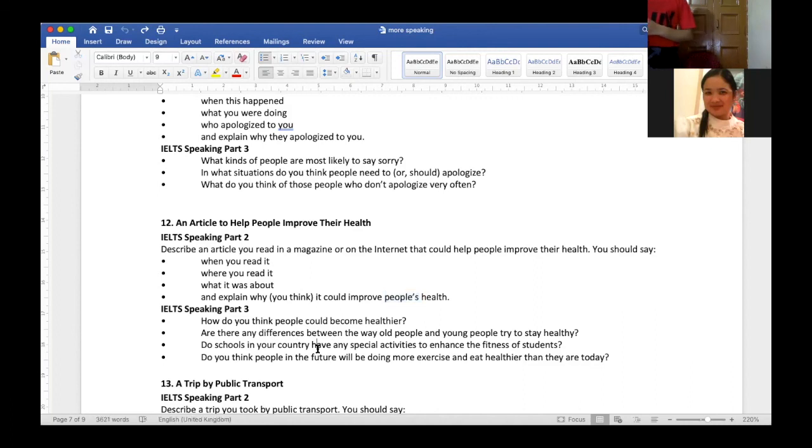Do you think that common masses in the future are going to do more exercise and eat a more nutritious diet than they do today? I think there will be more exercise and diets that they will do in the future.